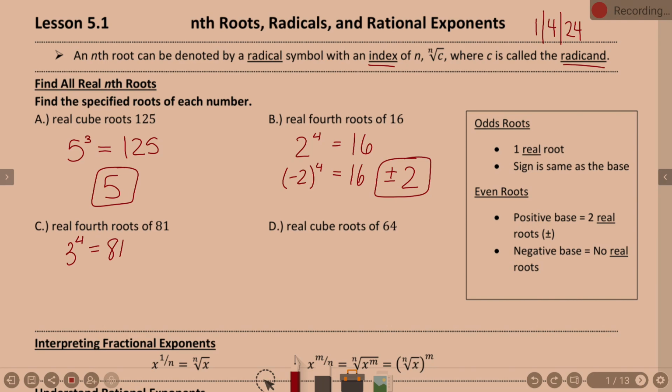No? What else works? Yeah. Negative 3 to the fourth also works, doesn't it? So what are my real fourth roots here? Plus or minus 3. And again, notice all of these they're asking for all real roots. Okay? One last one. Real cube roots of 64.